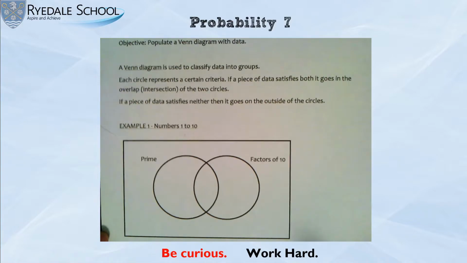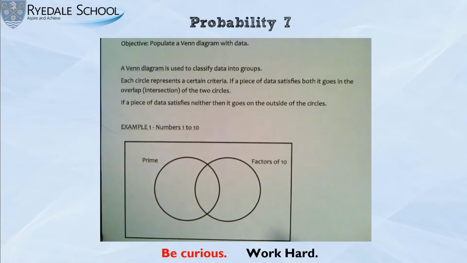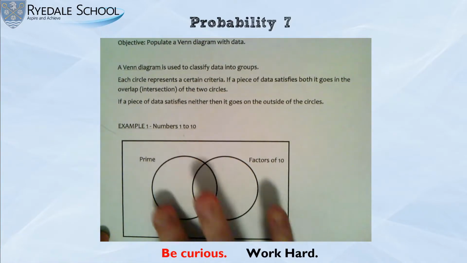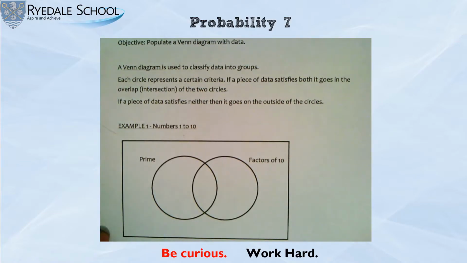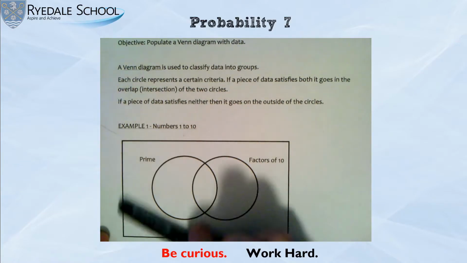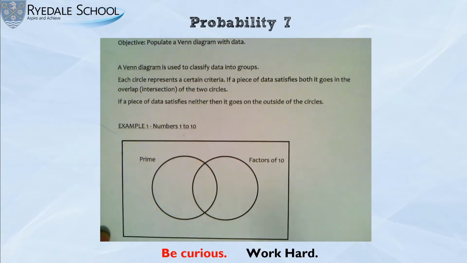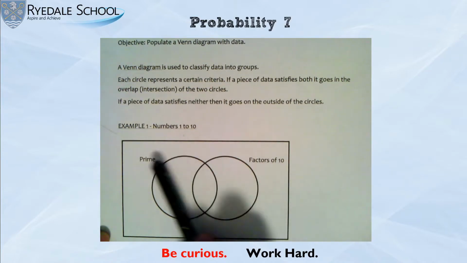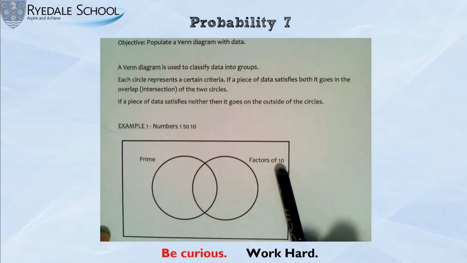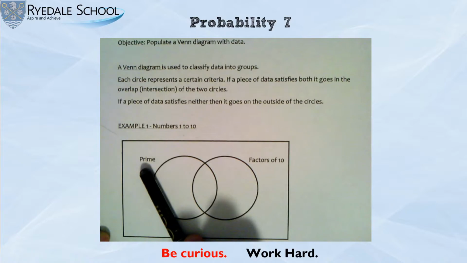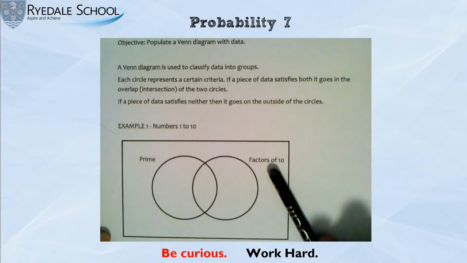So let's take a look how this works in principle with an example. What I'm going to do in my first example is populate this Venn diagram with the numbers 1 to 10. So that's 1, 2, 3, 4, all the way up to 10. And the criteria that I'm going to use are 2 words that we met very early on this year. The concept of a prime number and also the factors of 10.